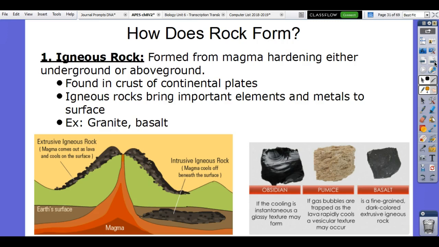But just so you have an idea, pumice, if you've ever heard of the pumice stone that you use in the shower or on your feet, that is an igneous rock. So it's formed from magma cooling. And as you can see, there are different colors, different textures of rocks, and it depends on how fast they cool and whether they cool inside or outside of the earth.